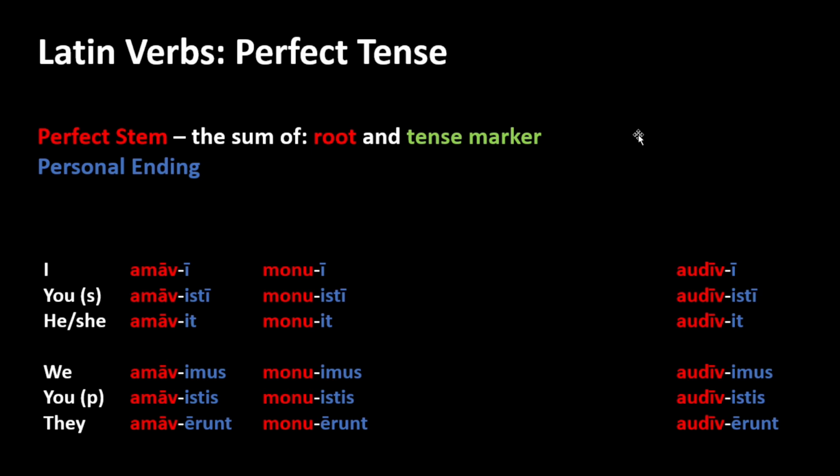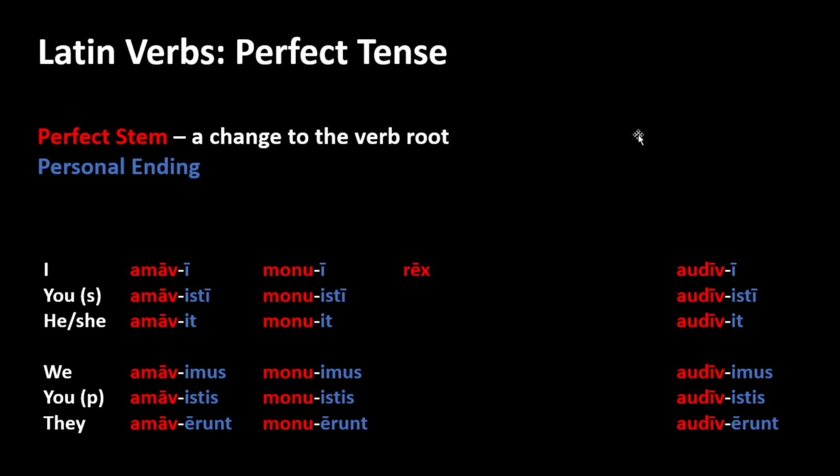The perfect stem is not formed in quite the same way as with amo and audio, but it's formed in a reasonably similar way, and you have those blue personal endings which are exactly the same, and I will repeat and emphasize these personal endings are attached to all perfect tense verbs in Latin. Let us pass on to rego type verbs.